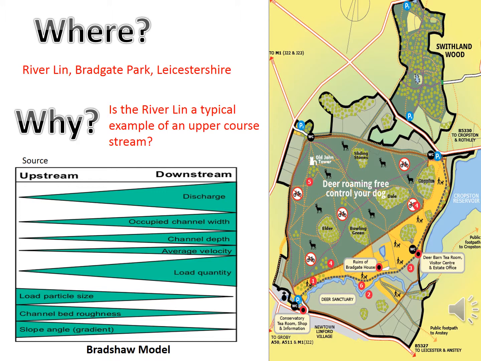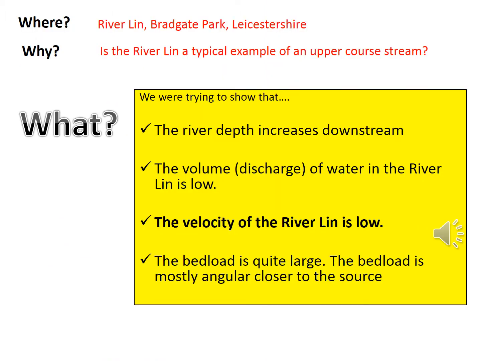The results from our fieldwork should match up with the left of the model, such as a very small discharge, or a large load particle size, or large channel bed roughness. During the day we looked at these 4 key questions, which should help us show that the River Lynn matches up with a typical example of an upper course stream, similar to what the Bradshaw Model shows. You need to at least remember one of these key questions and points here.